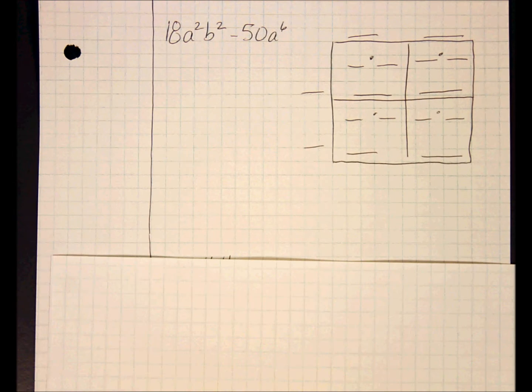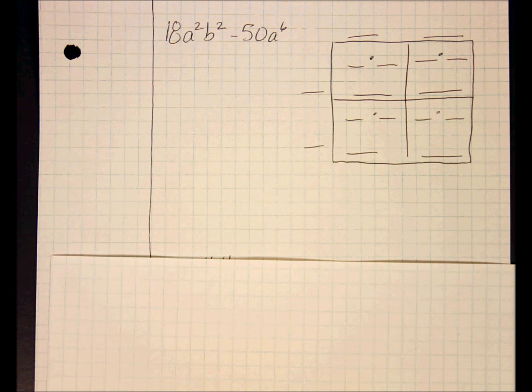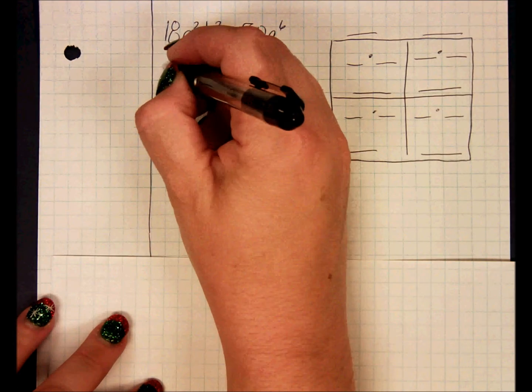Again, remember the first step: what can I take out of both terms? So the first thing I'm looking at is the numbers, 18 and 50. They're both even, so I can divide both by 2. Can I divide 18 and 50 by anything larger than 2? I'm pretty positive I'm not going to find it. So it's going to be 2.